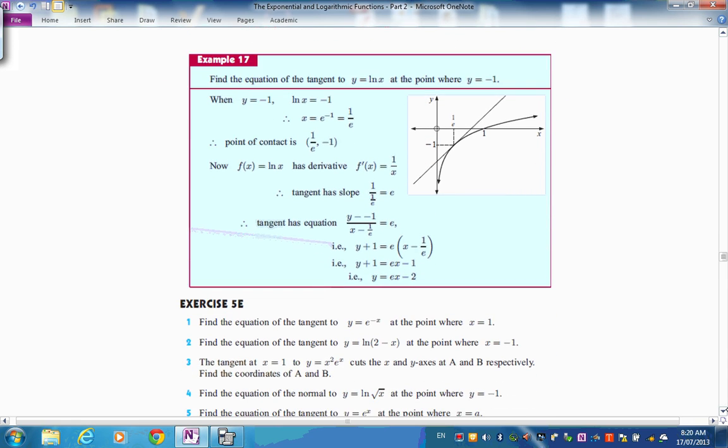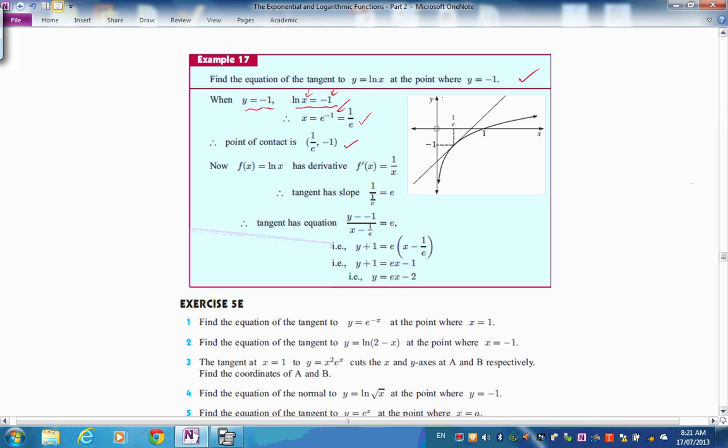So the first one here is: find the equation of the tangent to y equals ln x at the point when y equals neg 1. So here, first of all, when y equals neg 1, ln x is neg 1. Therefore you can solve for that. If the log of a number is neg 1, that's the power of e. So it's 1 on e. So the point is (1/e, neg 1).